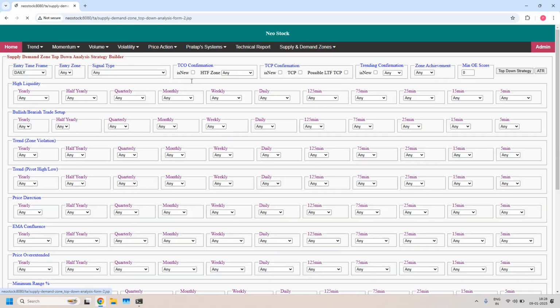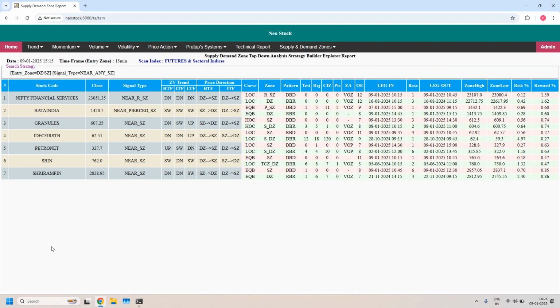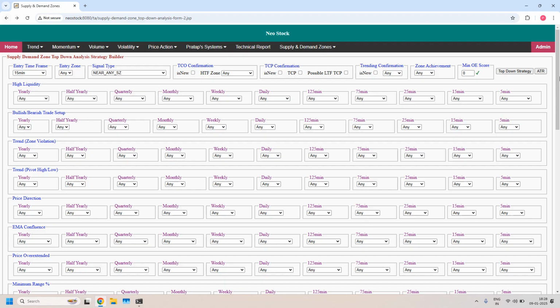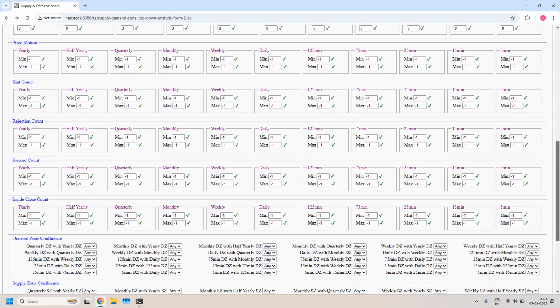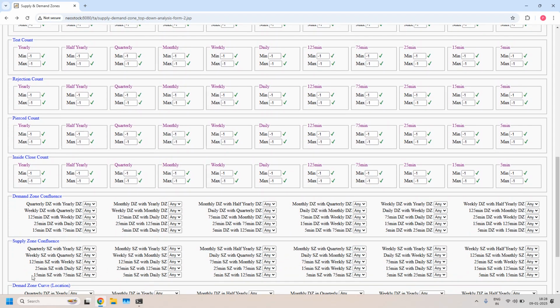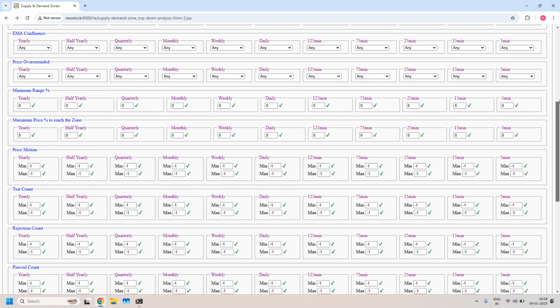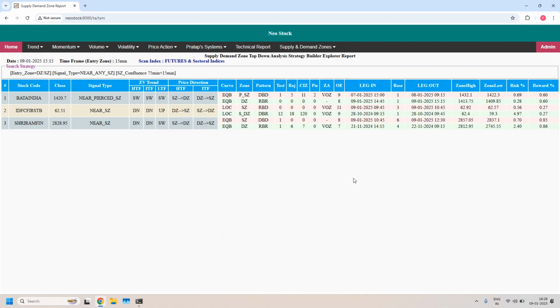Okay, next 15 minutes time frame. Stocks near 15 minutes supply zone. We got 7 stocks. Let us verify how many of these stocks are having ITF supply zone confluence. That is 15 minute supply zone with 75 minute supply zone confluence. With this filter, we got 3 stocks. Out of these 3, first one is invalid. It is a pierced zone. Remaining 2 you can focus.